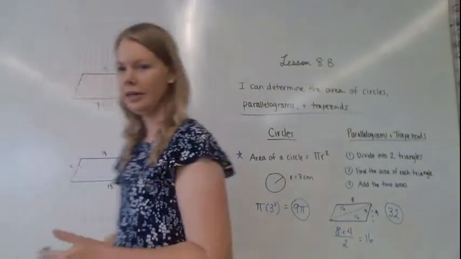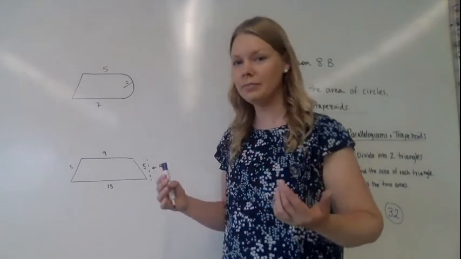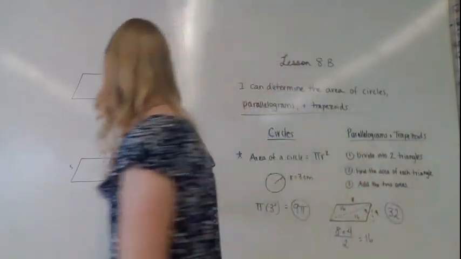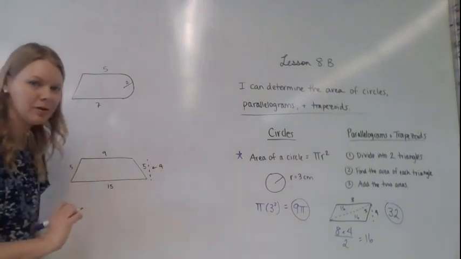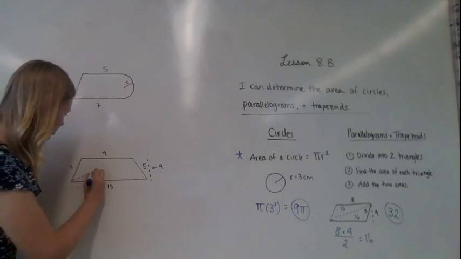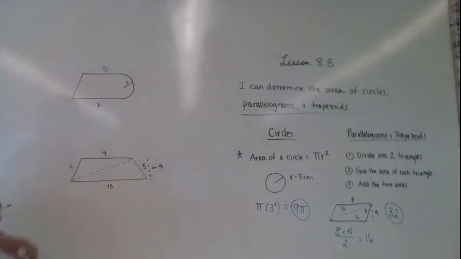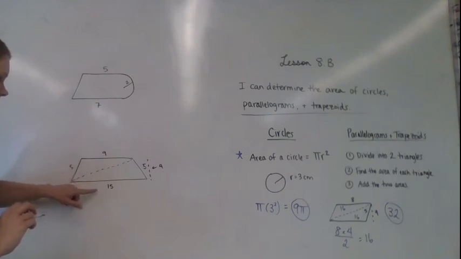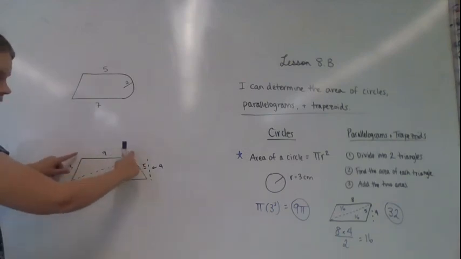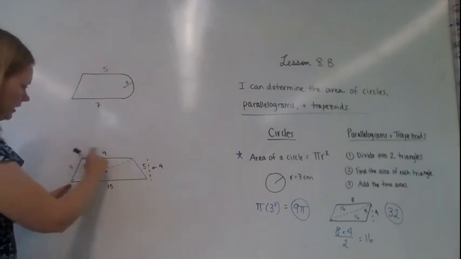If we look over here, I've got a drawing of a trapezoid, and we're going to use the same strategy where we're going to divide this trapezoid into 2 triangles. I'm going to use a dotted line to show you how I'm doing that. Now with the trapezoid, you can see we have different side lengths. These sides are equal. They are both 5. But this one is 15 and this one is 9.